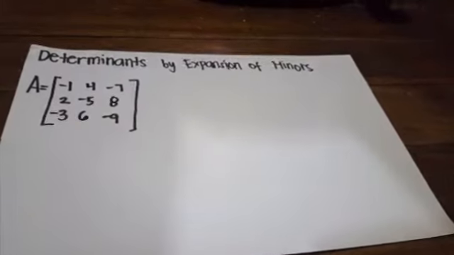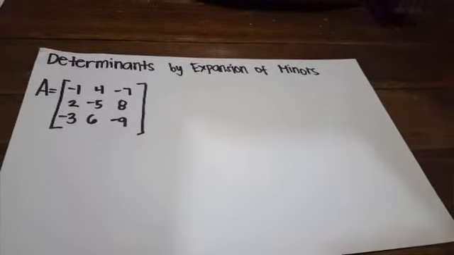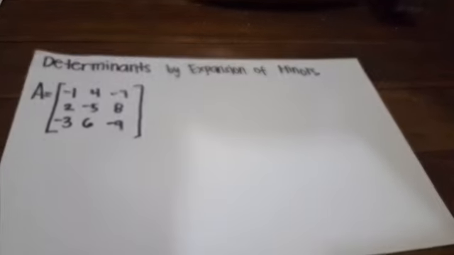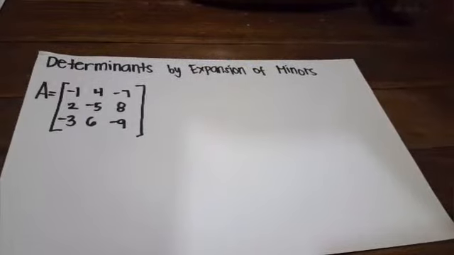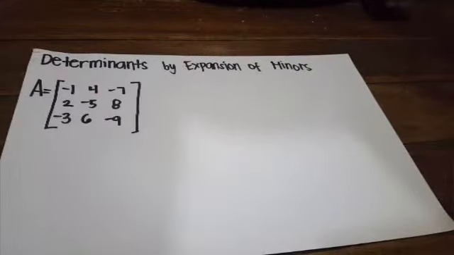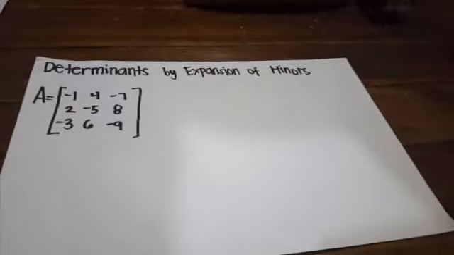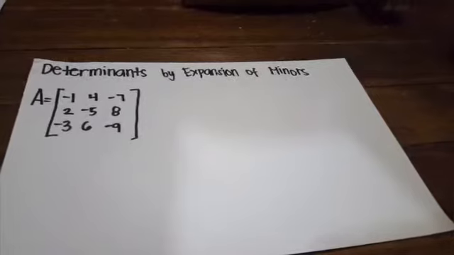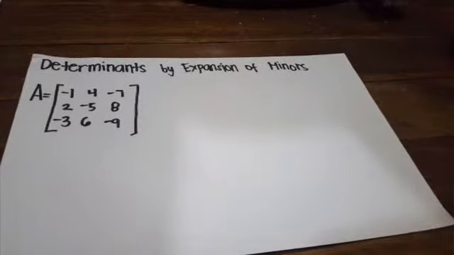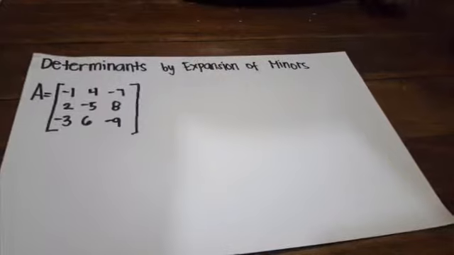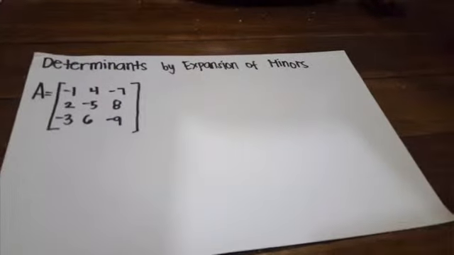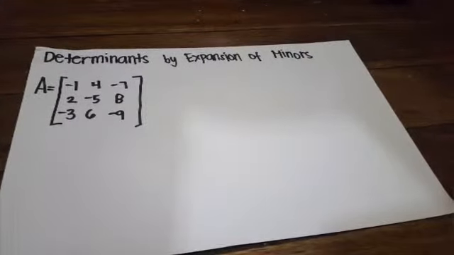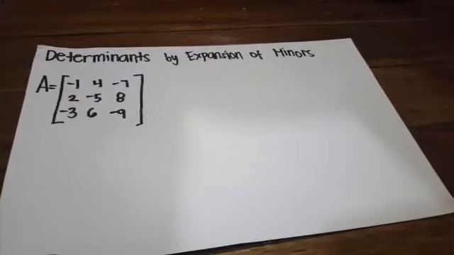Determinants by expansion of minors. The minor of an element of a determinant of order n is the determinant of order n minus 1 obtained by deleting the row and the column in which the element appears. For example, A is equal to negative 1, 4, negative 7, 2, negative 5, 8, negative 3, 6, negative 9. So, we're asked to find the determinants by expansion of minors of each number.